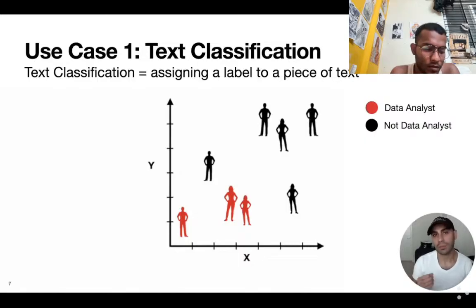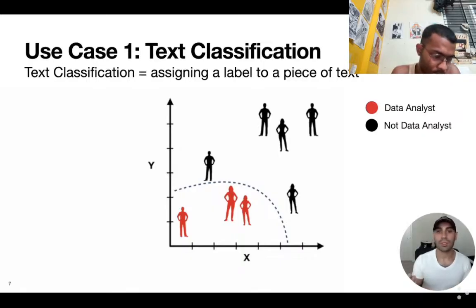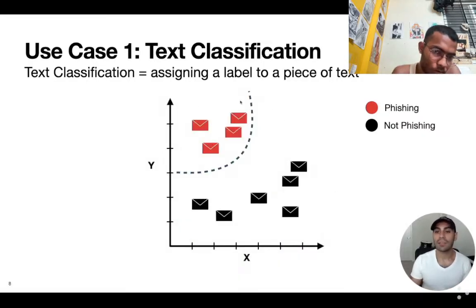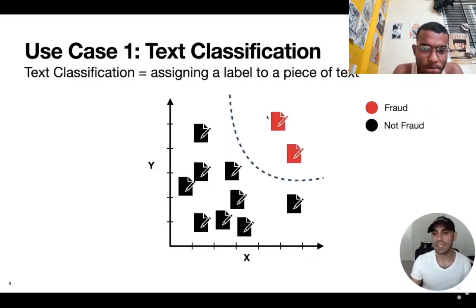So that might be pretty simple here, because anything to the left of this blue line we could label as a data analyst, and anything to the right we could label as not a data analyst. However, text classification is a broadly applicable use case. Some other situations might be classifying emails as phishing attacks versus not phishing attacks, or classifying credit applications as fraudulent or not fraudulent. And the list goes on and on and on. With this high-level understanding, let's see what text classification with text embeddings looks like in code.